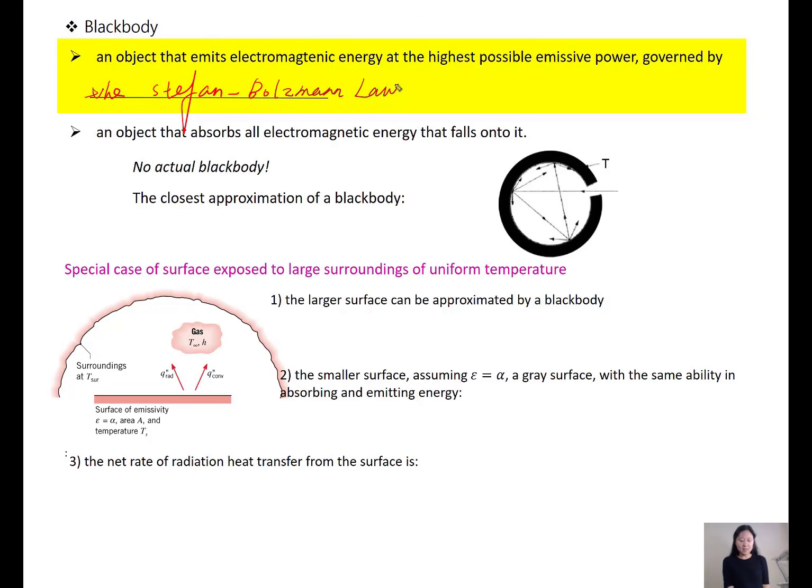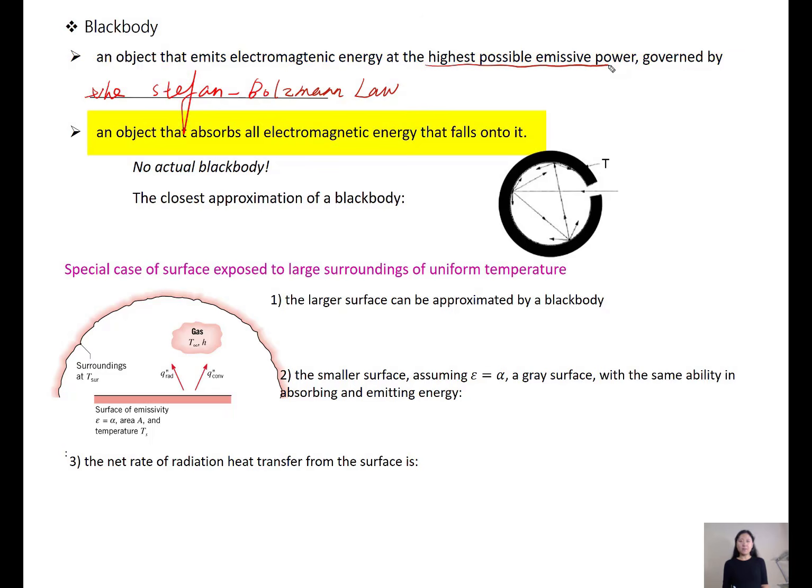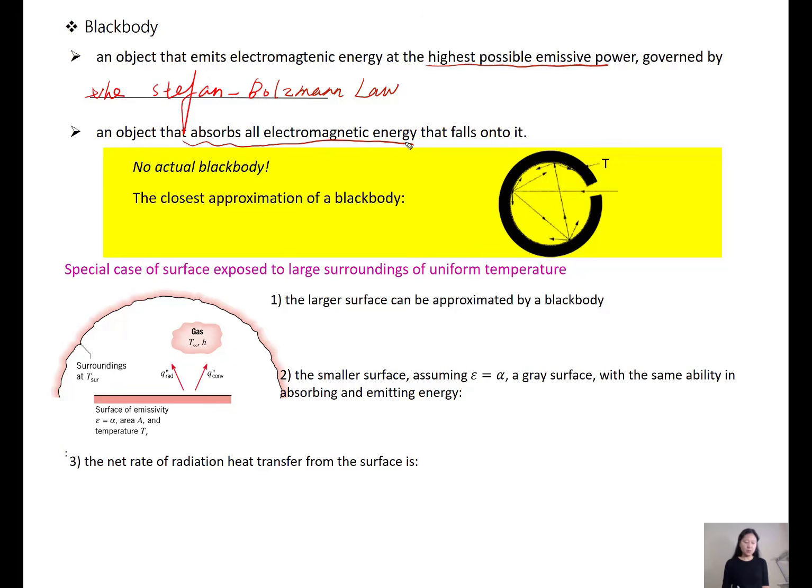The black body is an object that emits electromagnetic energy at the highest possible emissive power, governed by the Stefan-Boltzmann law. In the meantime, a black body is also an object that absorbs all electromagnetic energy that falls onto it. So when it comes to emission, a black body has the largest ability to emit energy. When it comes to absorption, a black body can simply absorb all energy that is incident onto it. So there's no real black body. Black body is not real.